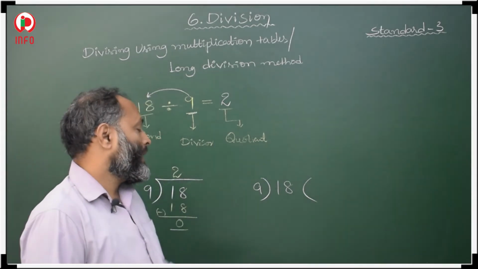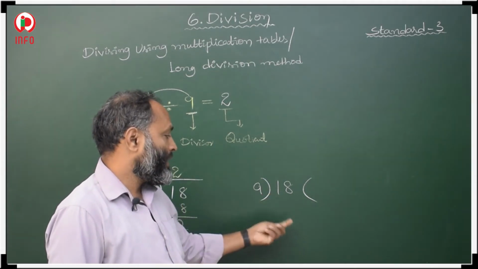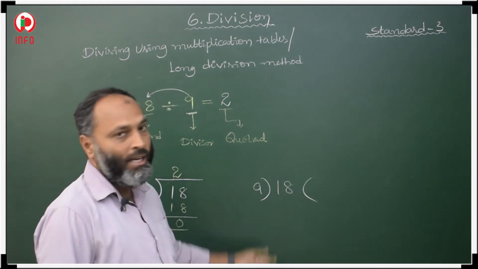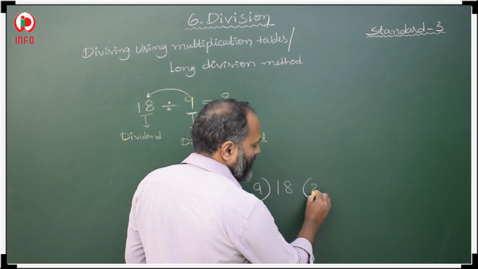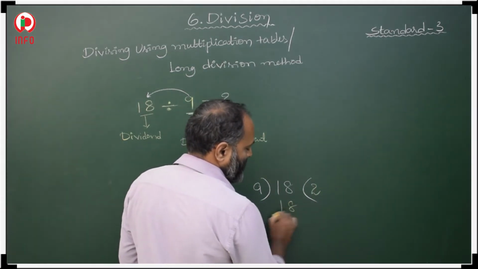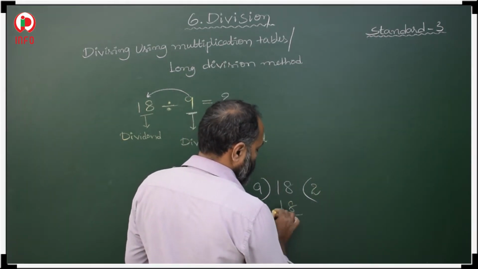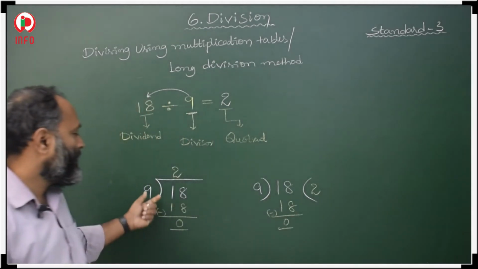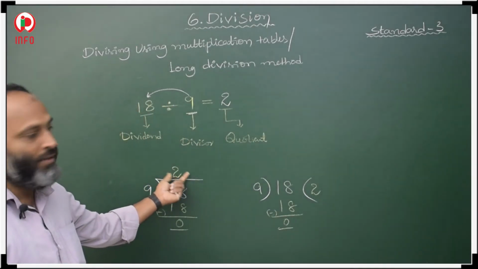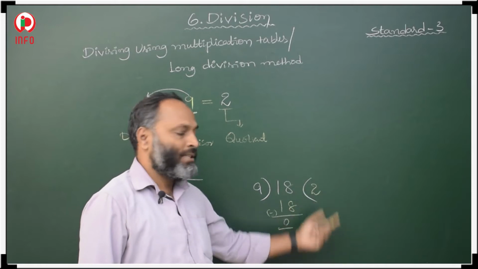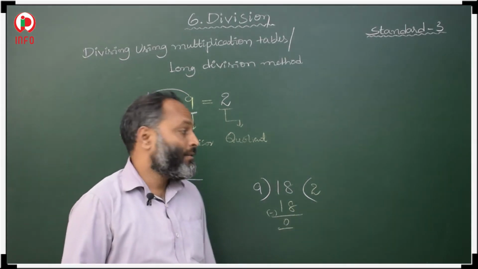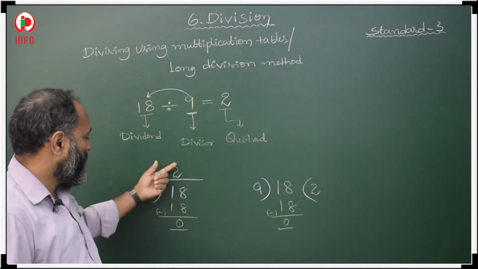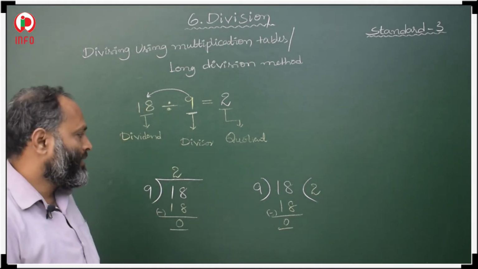Now, again in the long division method, we check where 18 will come in the 9 table. 9 2s are 18. 18 minus 18 is 0. If you want to take your quotient here, that is your wish, or like this, that is your wish. This is the long division method. In one step we get 0 here, so it is very easy.